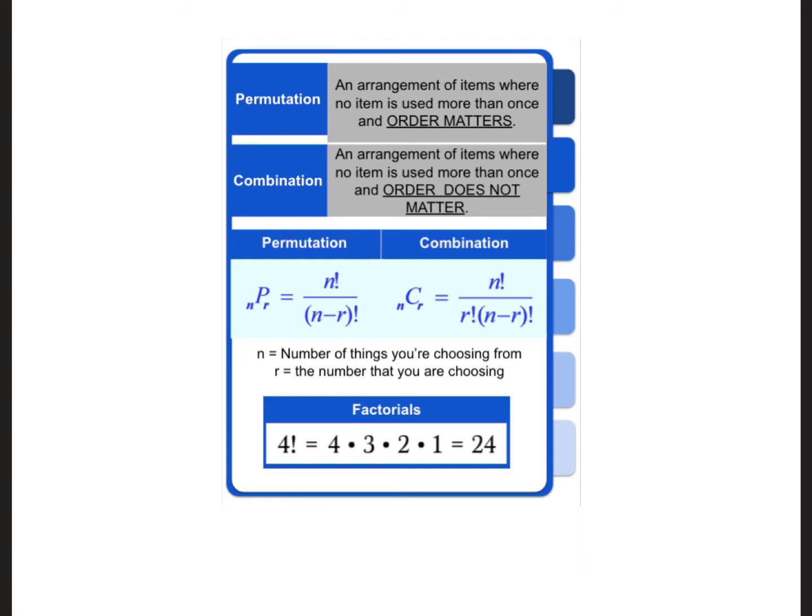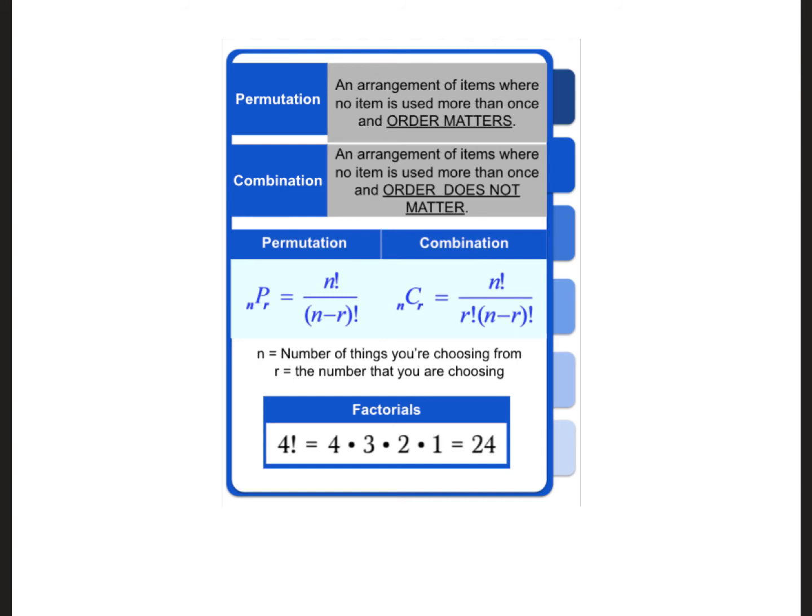A combination, on the other hand, is an arrangement of items where no item is used more than once and the order does not matter. I think of this as like if I go to Subway and I want to make a sandwich, it doesn't matter what order they put the ingredients on my sandwich. If you put turkey, ham, bacon, or bacon, ham, turkey, it's still the same sandwich.